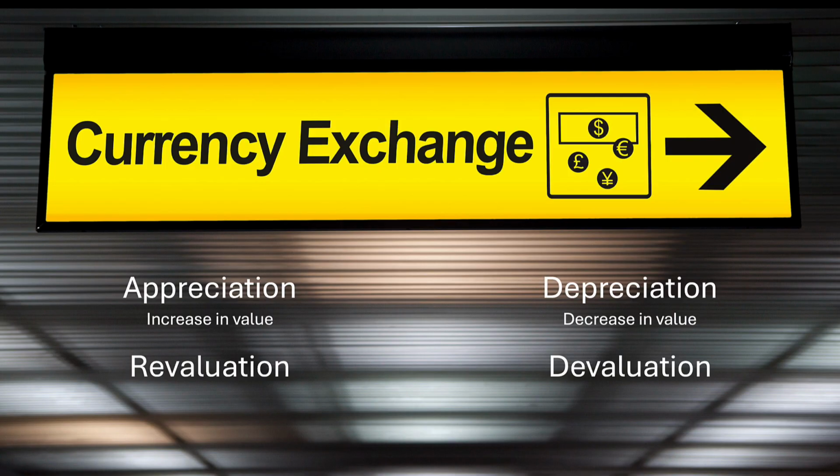In floating systems, governments have fewer direct tools. Central banks may adjust interest rates, raising them to attract foreign capital and strengthen the currency, or lowering them to weaken it. Governments may also buy or sell their own currency in global markets to affect its value. Inflation rates, especially when they exceed inflation rates abroad, can also tend to erode a currency's value.